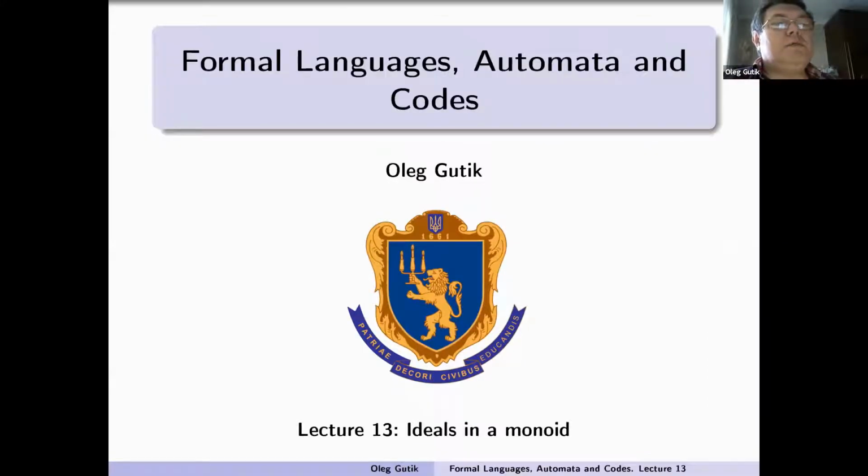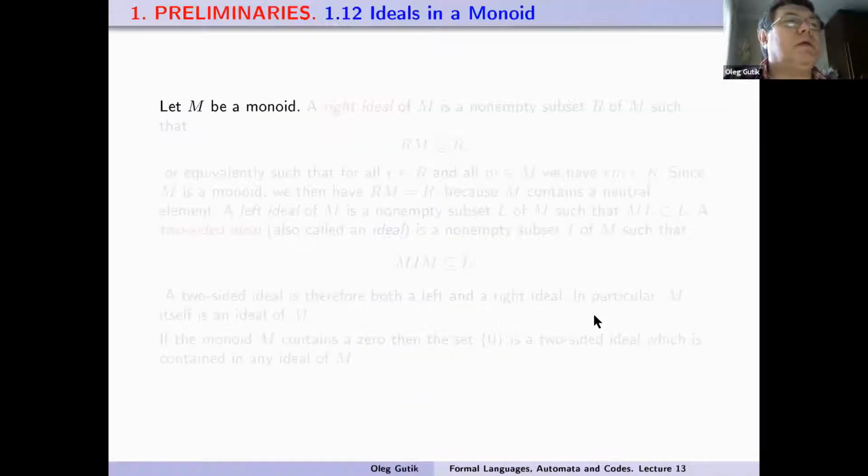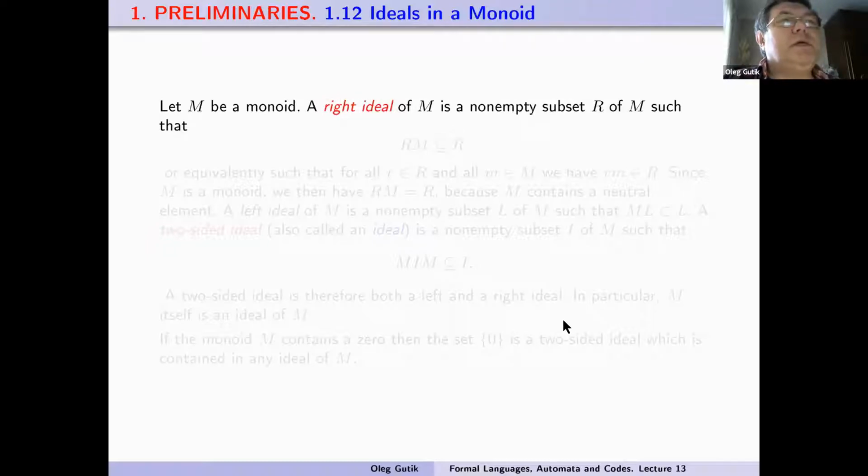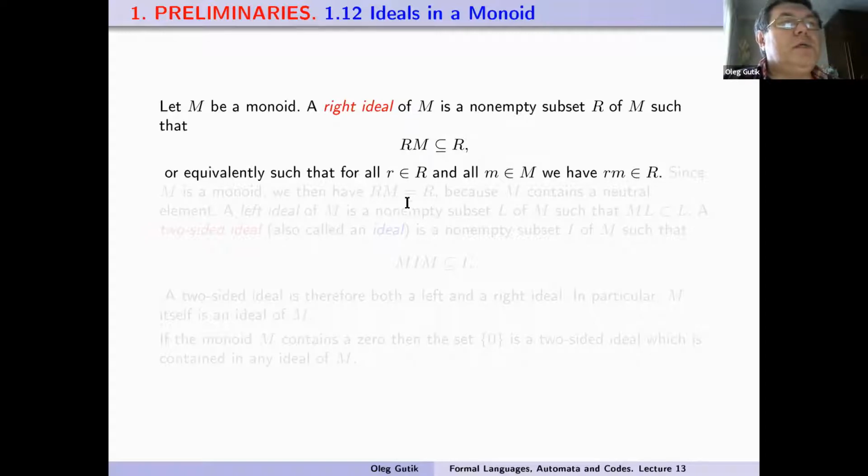Our 13th lecture will be devoted to ideals in monoids. So we start. Let M be a monoid. A right ideal of M is a non-empty subset R of M such that RM is a subset of R, or equivalently, for all r from R and all m from M we have rm belongs to R. Since M is a monoid, we have that RM is equal to R, because M contains a neutral element.